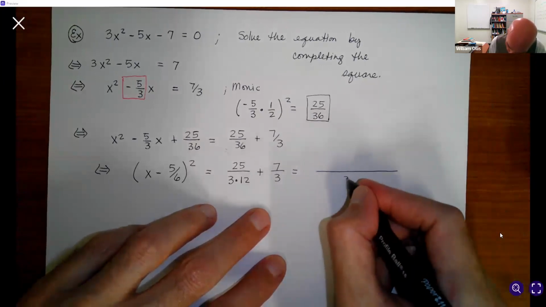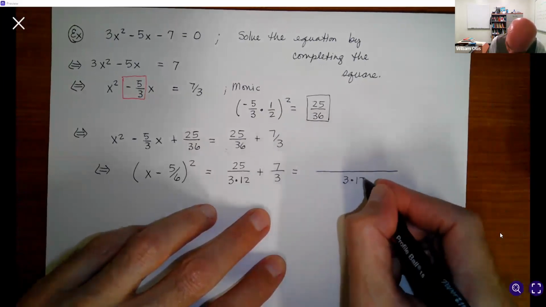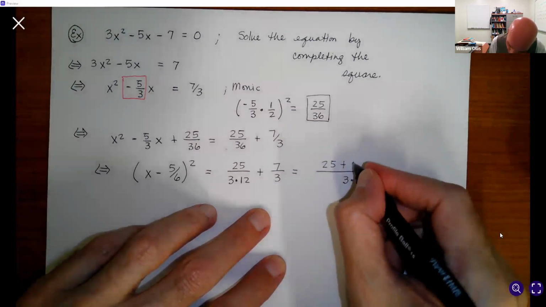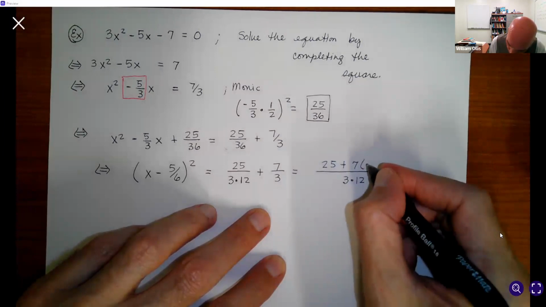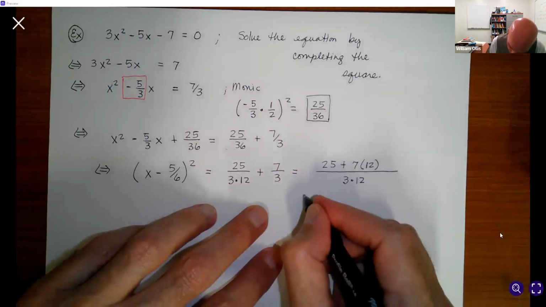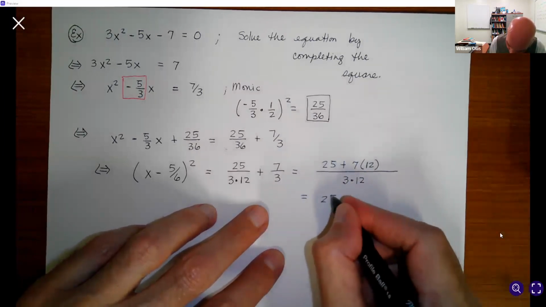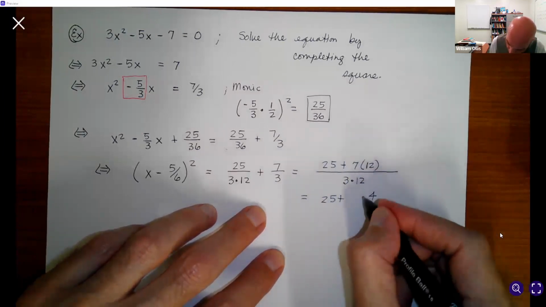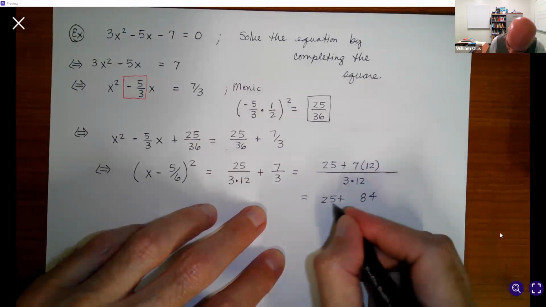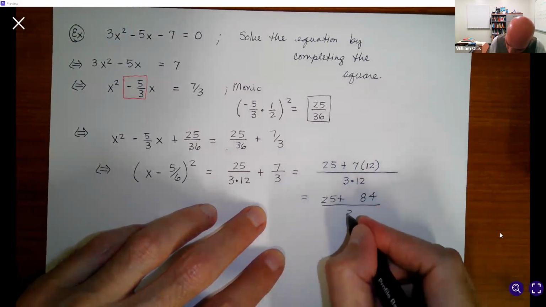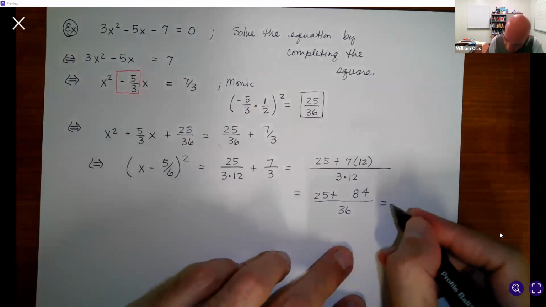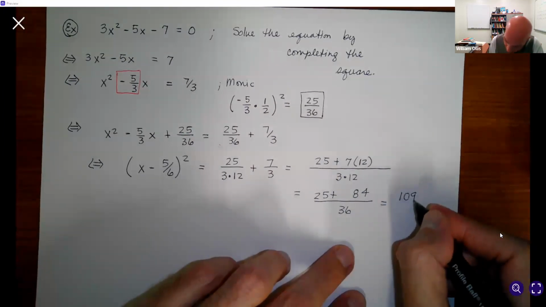So we have 3 times 12. 25 doesn't change, but that gives us plus 7 times a 12. So we have 25. And of course, 7 times 2 is a 14, carry your 1. That gives you an 8. And of course, let's go ahead and write the 3 times 12 is 36. That's a perfect square. And so now we get 109.